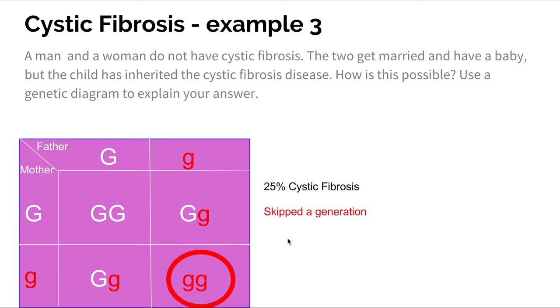And the thing here is that the disease has skipped a generation. And this is a really important phrase to use in your exam for your answers. So as you see, this is a really important example for diseases that are caused by recessive alleles. And how can you tell that it's caused by a recessive allele? Well, if you write skipped generation in your exam, you will get the mark.